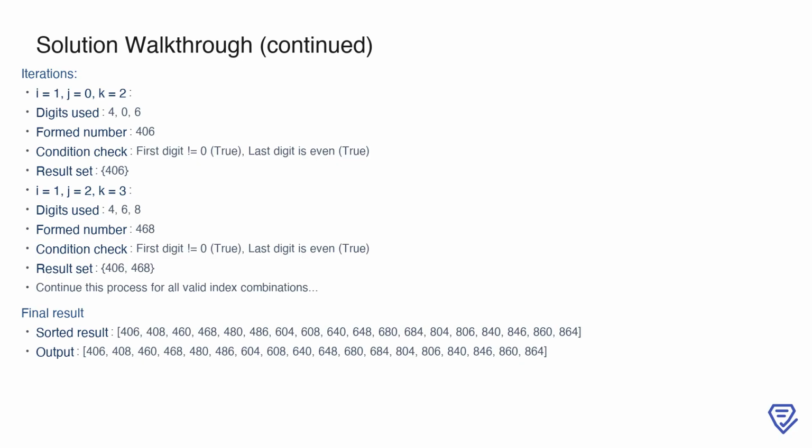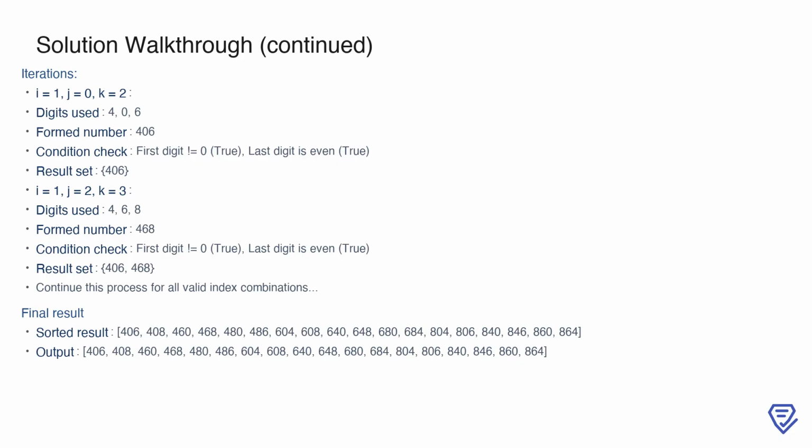For another combination, where i equals 1, j equals 2, and k equals 3, the digits used are 4, 6, and 8, forming the number 468. Again, both conditions are satisfied, so 468 is added to the result set, which now contains 406, 468. This process continues for all valid index combinations, adding each qualifying number to the result set.